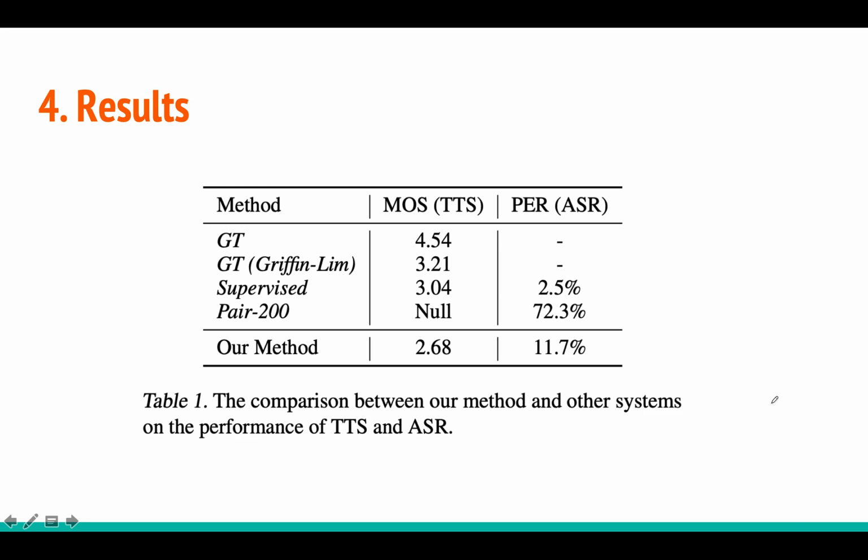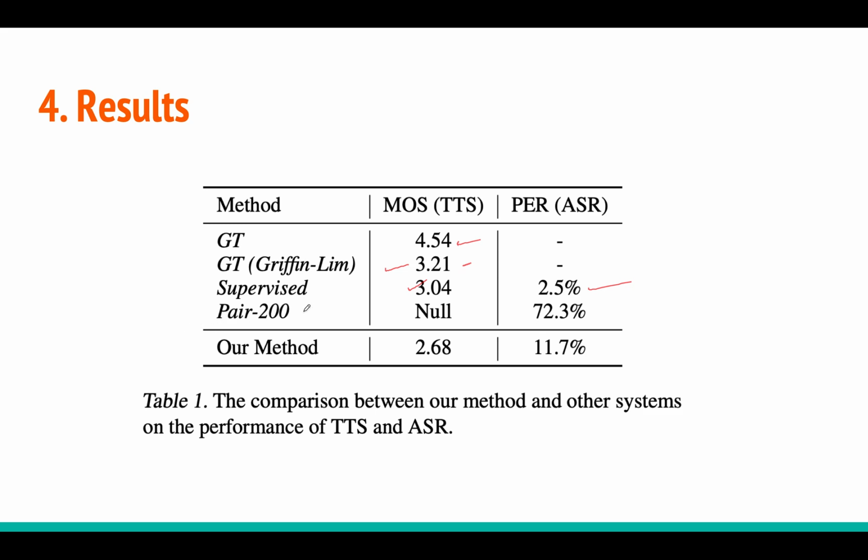Coming to the results, they have a ground truth which has a very high MOS score, because with ground truth you can easily understand what people are speaking. They also use Griffin-Lim as some sort of upper bound model, because they are using Griffin-Lim for reconstruction from spectrogram to audio, and for that you get 3.21. This is like taking the audio, converting it to a spectrogram, and converting the spectrogram back into audio. If you use supervised, you get a very high score, which is very good, because this supervised is using the full amount of LJ Speech data. And if you use it for ASR, you get 2.5 PER, which is very low, very happy.